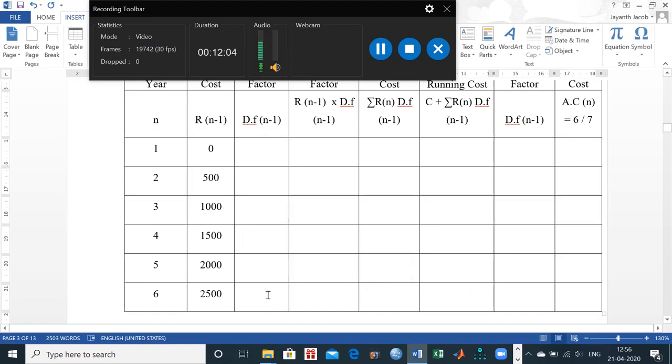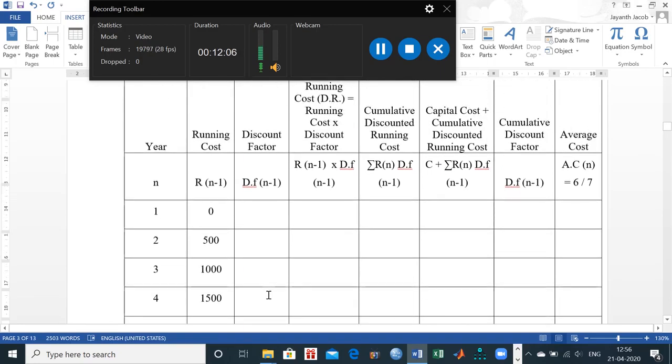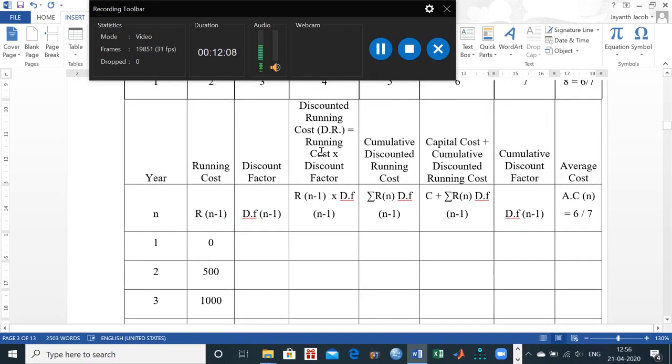Till this point we have the data: the year, running cost, and discount factor. Now we need to compute the discounted running cost, which is the discount factor multiplied by the running cost. That is, we multiply the running cost by the corresponding discount factor. The cumulative discounted running cost is computed in the same way.